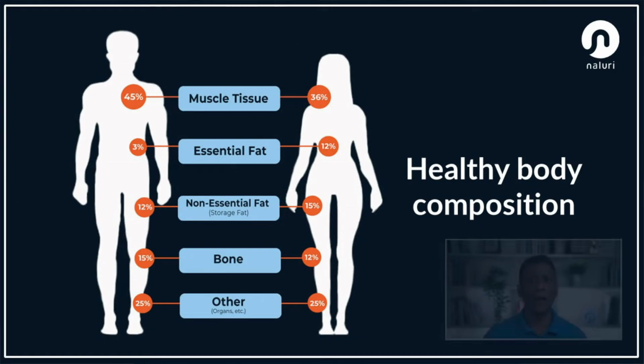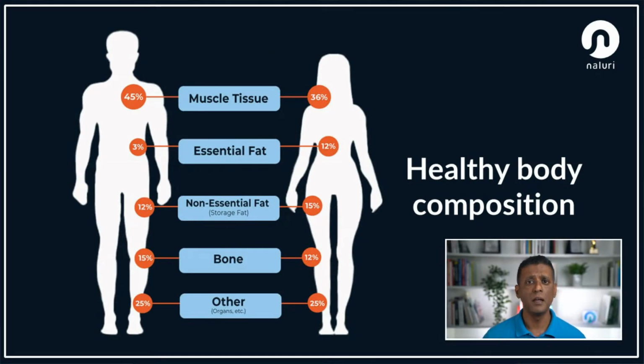So for an average healthy human body, for a female, the composition should be around 36% muscle tissue, 12% essential fat, 15% storage fat, 12% bones, and the rest about 25% on everything else. However, for men, the readings are around 45% muscle tissue, 3% fat, 12% storage fat, 15% bones, and 25% of others, right? Which includes organs, water, and whatnot.